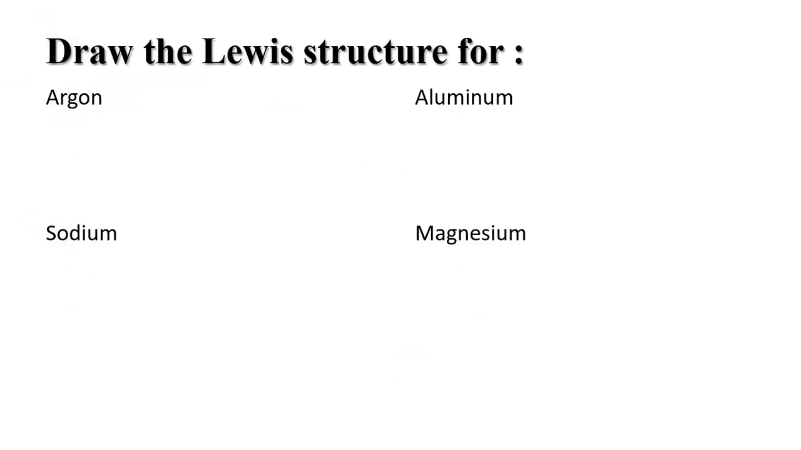So here we're going to practice drawing the Lewis dot structure for argon, aluminum, sodium, and magnesium. So for argon, we have 8. It is a noble gas. For aluminum, we have 3. For sodium, we have 1. And magnesium, we have 2.